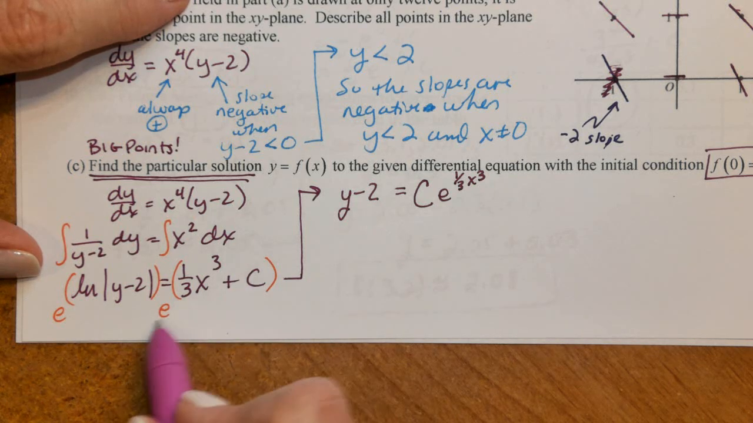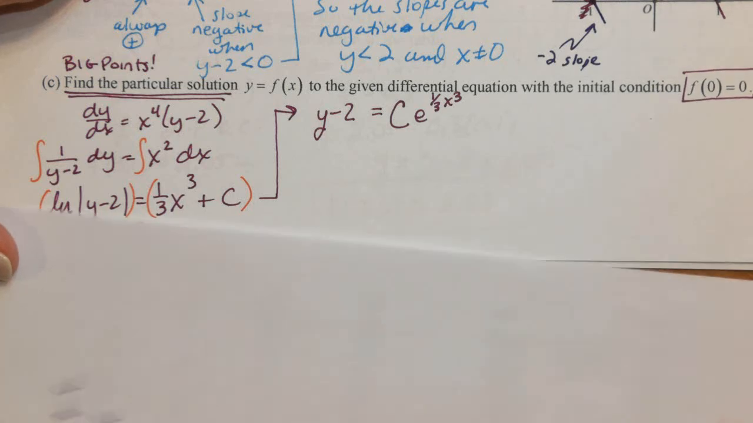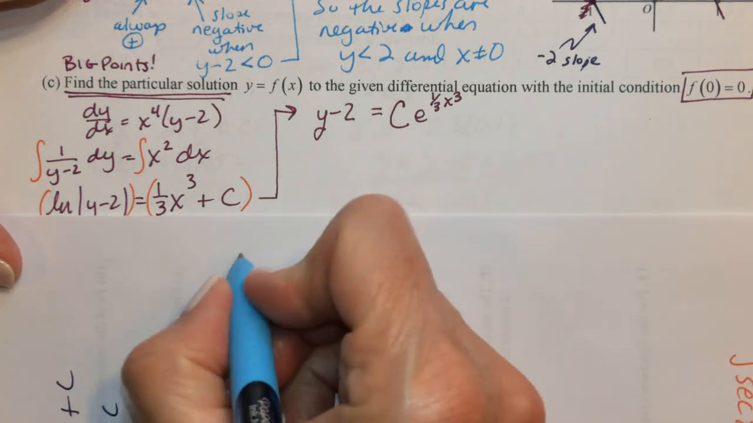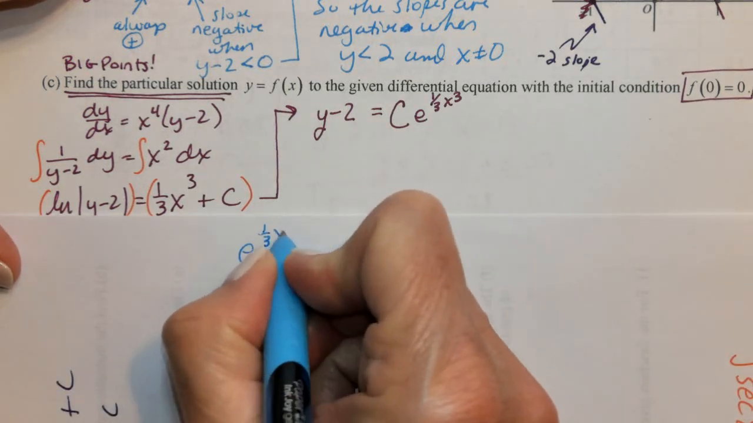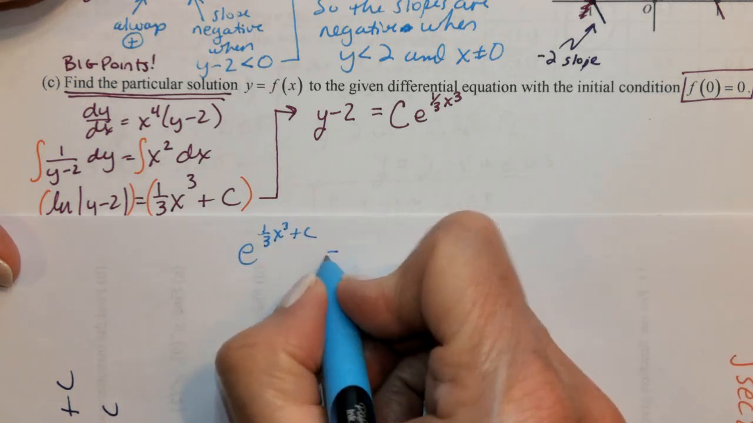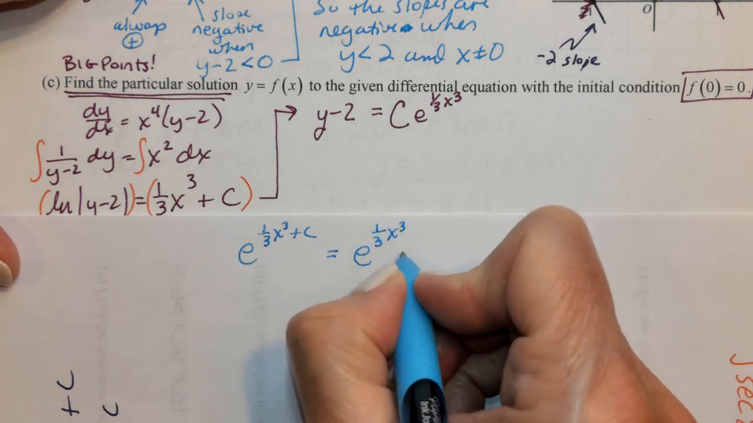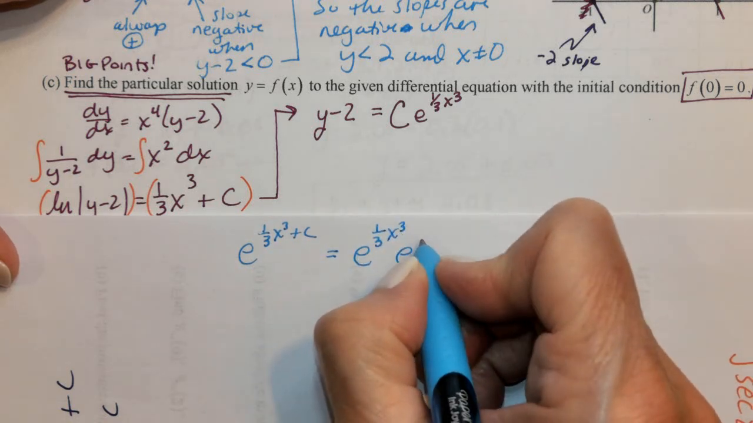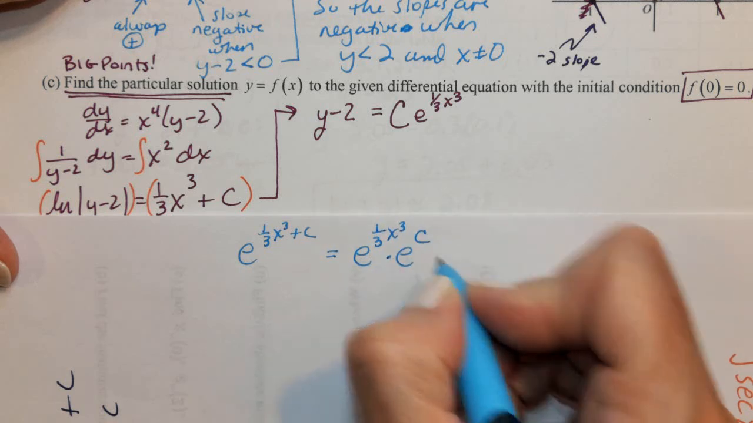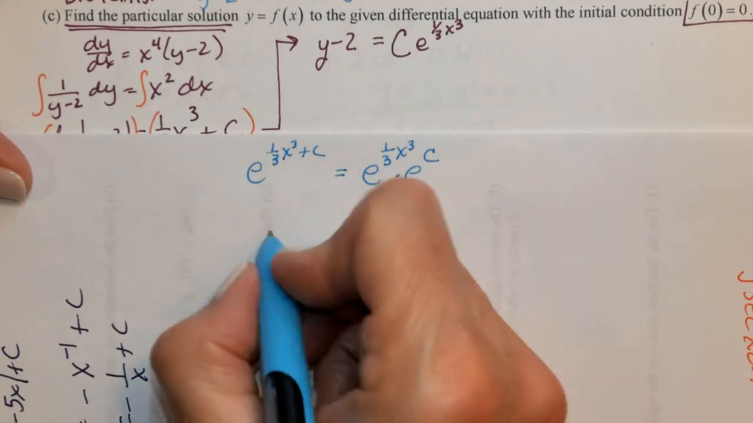If you don't know why that's true, let me come off to the side, to this scratch piece of paper again. We have e to the 1/3 x cubed plus c. Well, I know my rules of exponents, and I know that I can break this up into e to the 1/3 x cubed times e to the c. That's just a rule of exponents.